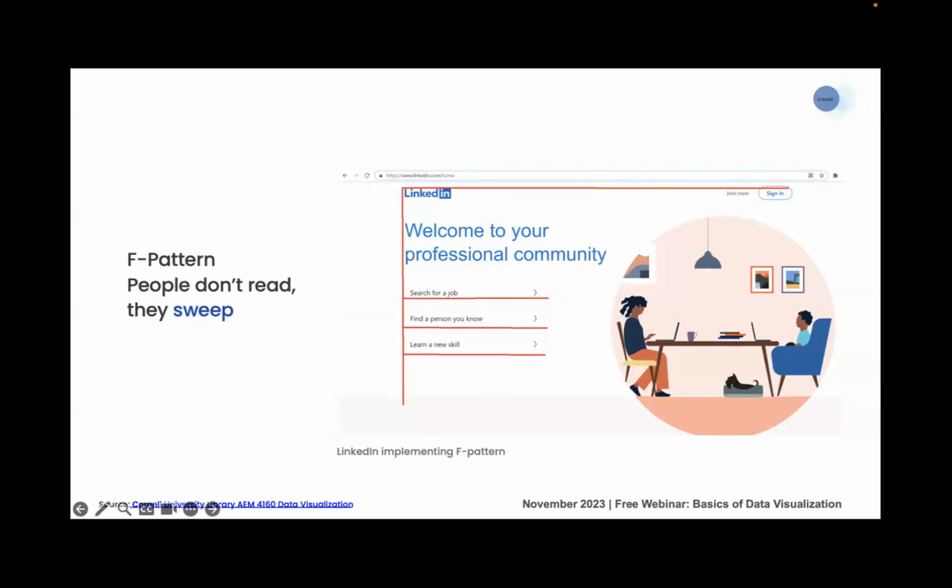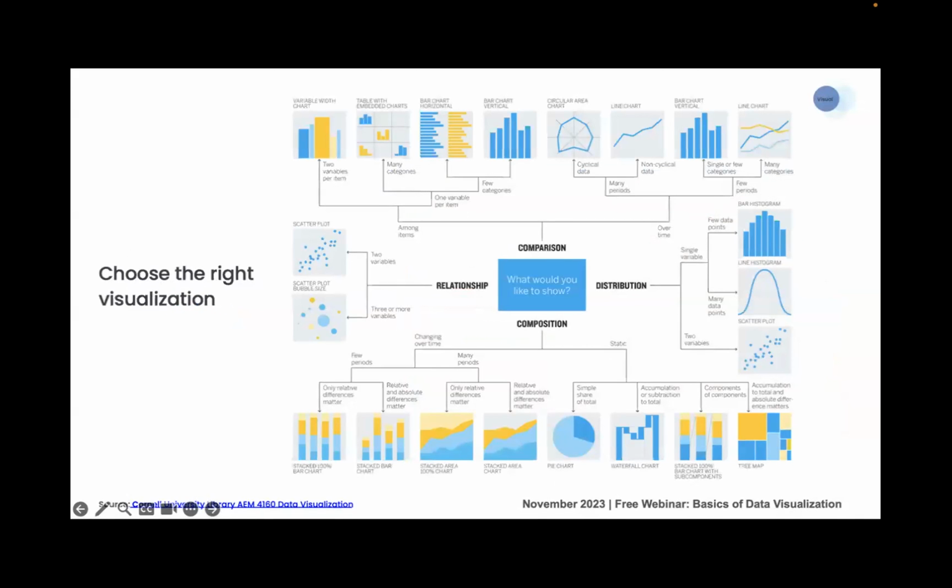I covered a lot so far, but let me show you this visualization, sort of like a cheat sheet. It's from Cornell University. I work with some of the professors there, and we had this chart. We can start by asking this question: what would you like to show when you use your data visualization?